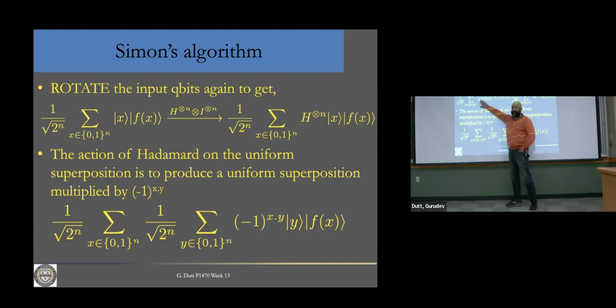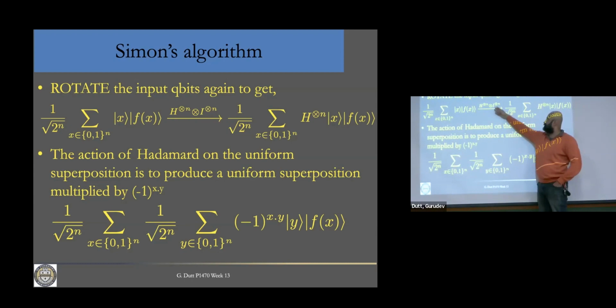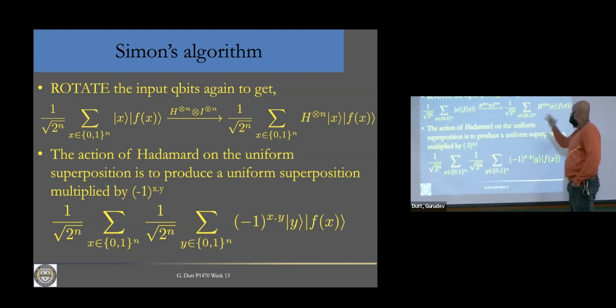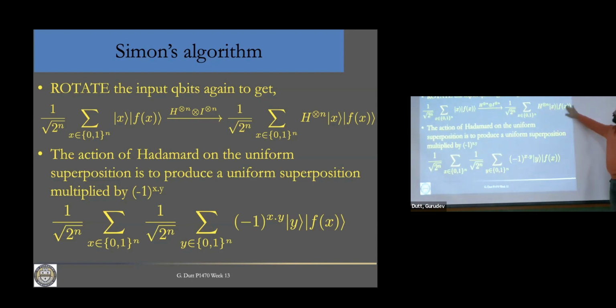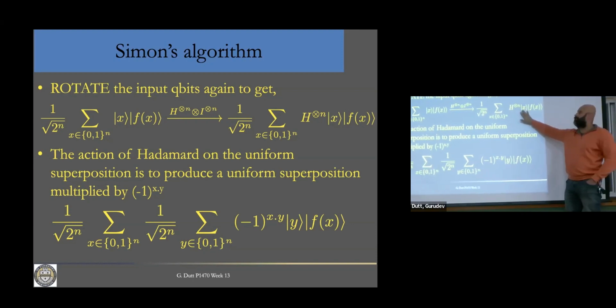So that's our state after the compute step, and we now apply the Hadamard, and we leave the output qubits, that is the answer qubits, alone. So that's just the identity on the answer qubits. So we are left then with F of X on the output, and on the input qubits, we again apply our Hadamard to the power n on X.